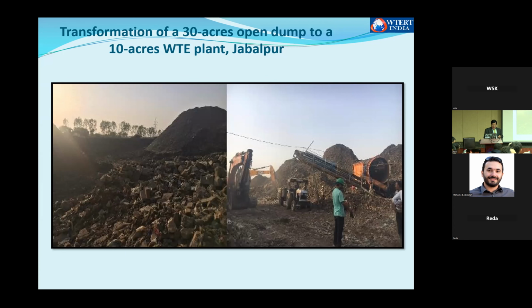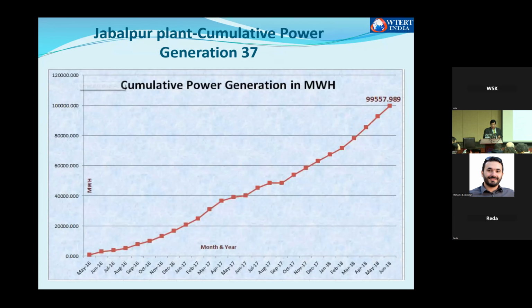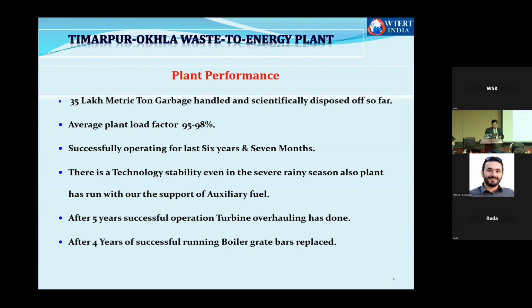So clearing the land, not only here, worldwide also, but those plants which have been set up, we can see this, a cumulative waste throughput in metric tons. Against that, the energy generation peak also is good. So conditions, moisture, segregation, calorific values come to an agreement. So with incremental addition, use of the solid waste, you have the incremental output. So I can assure that technically it is getting stabilized.